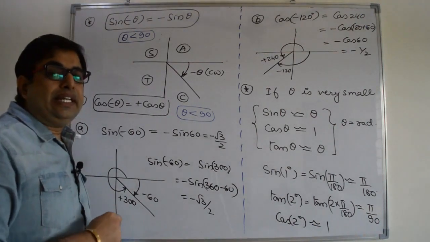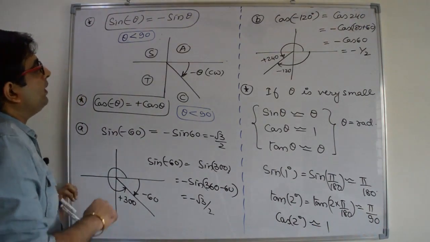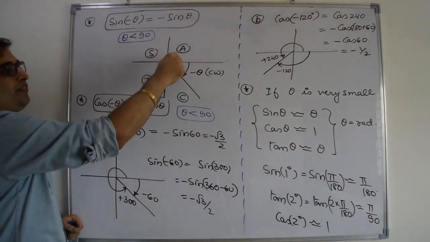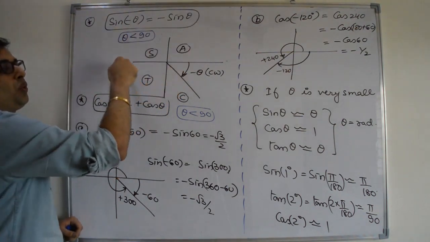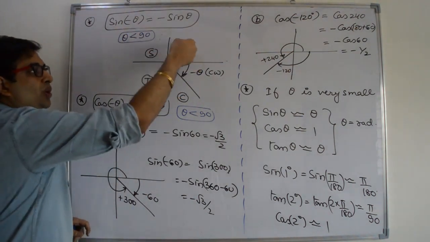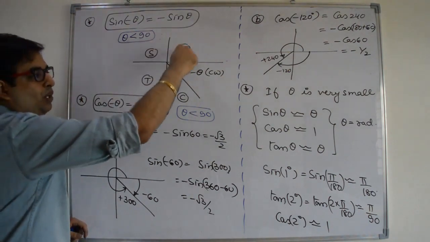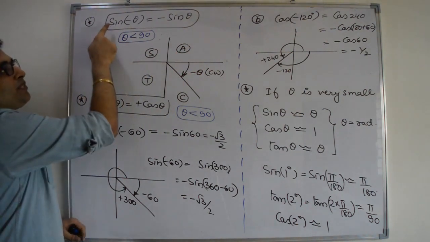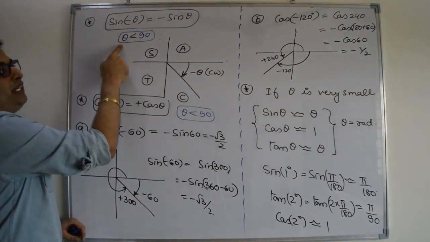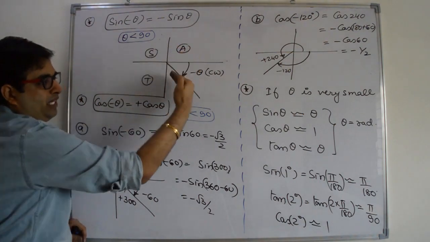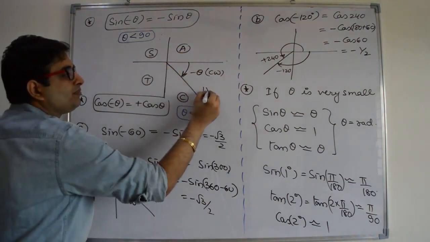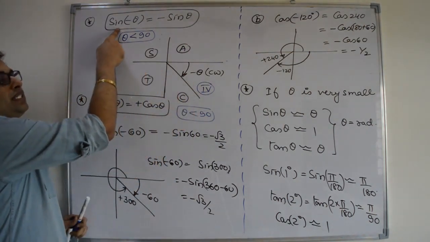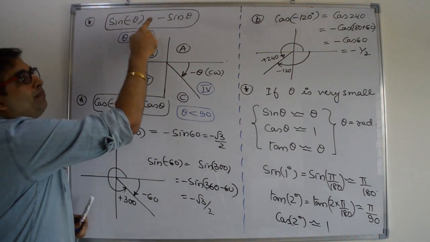Now let us take negative angles. First is sine minus theta. Negative angles tell us that we are calculating in the clockwise direction. I told you anti-clockwise sense is positive and clockwise sense is negative, right? So if I am saying sine minus theta and theta is less than 90, that means I am in the fourth quadrant. And in the fourth quadrant, sine is negative, so we will get minus sine theta.